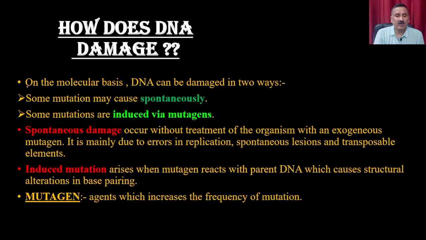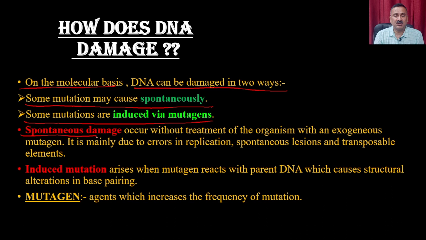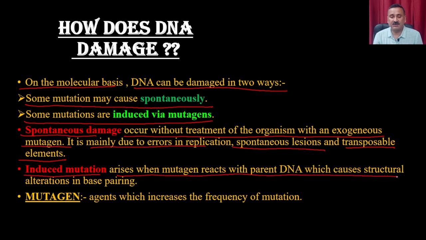So, the question comes: how does DNA damage happen? On the molecular basis, DNA can be damaged in two ways. Some mutations occur spontaneously, and some mutations are induced by mutagens. Spontaneous damage occurs without treatment of the organism with an exogenous mutagen. It is mainly due to errors in replication, spontaneous lesions and transposable elements. Whereas induced mutations arise when a mutagen reacts with the parent DNA, which causes a structural alteration in base pairing. What is meant by mutagens? Any agent which increases the frequency of mutation is called a mutagen.